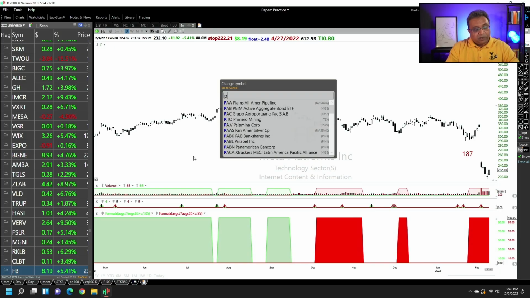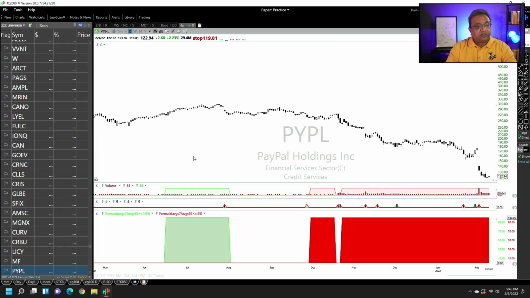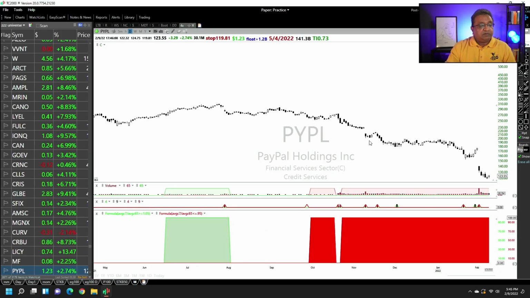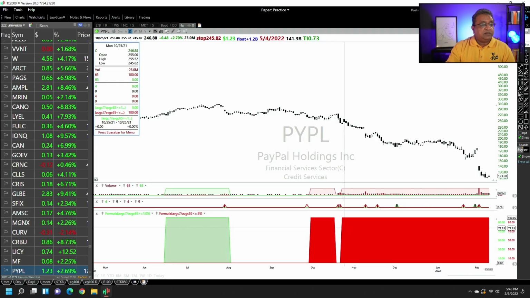Or say PayPal, which is another people's favorite stock, which they are buying for, I don't know what reason, but it's in a negative momentum phase, right? The negative momentum phase started here, then it had a little bit of a rally. But since this day, it has been in a negative momentum phase.